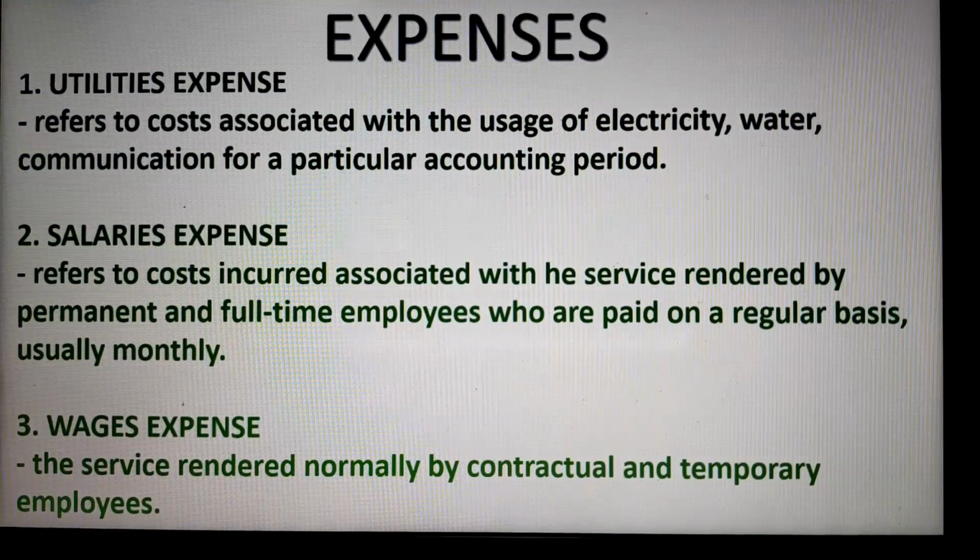So, number 1, utilities expense refers to the cost associated with the use of electricity, water, communication for a particular accounting period. So, when the problem says paid the electric bill for the month of July.